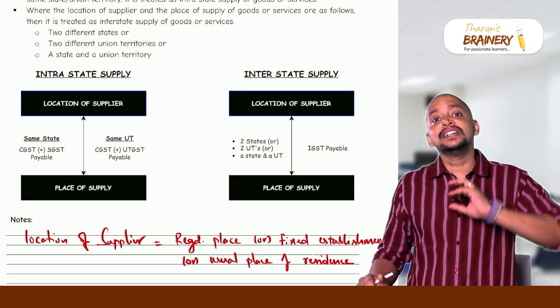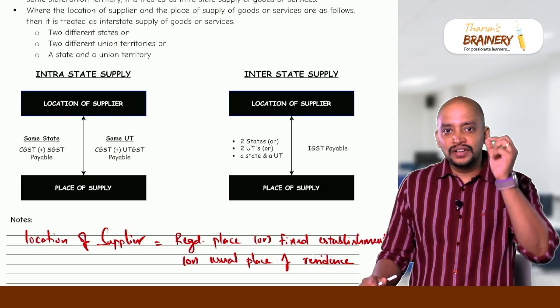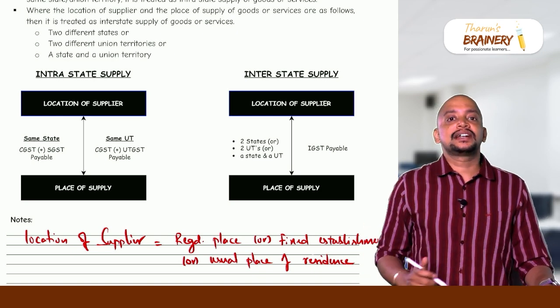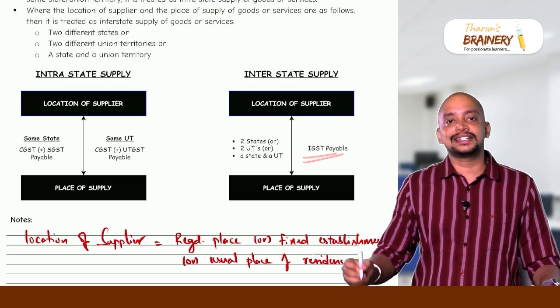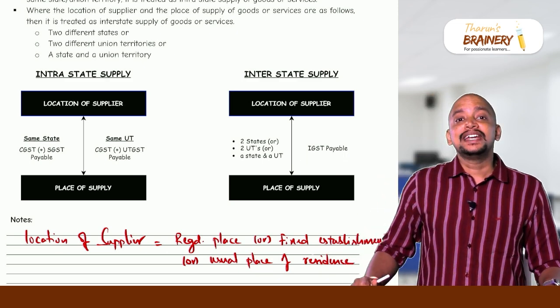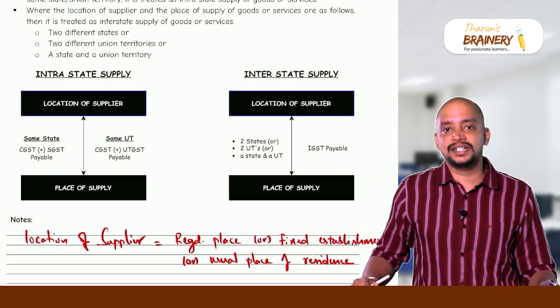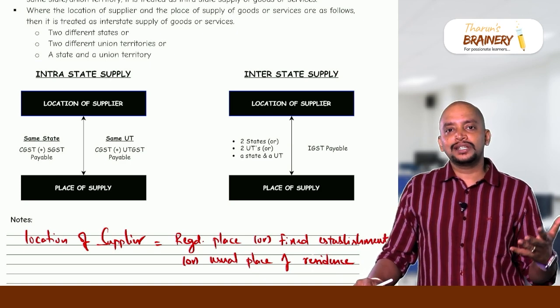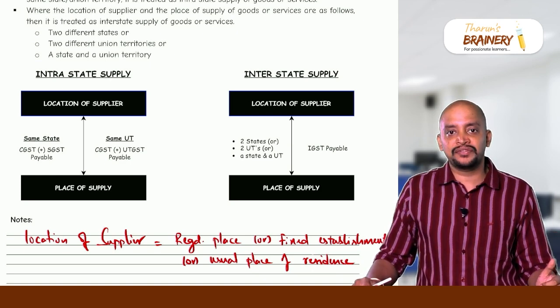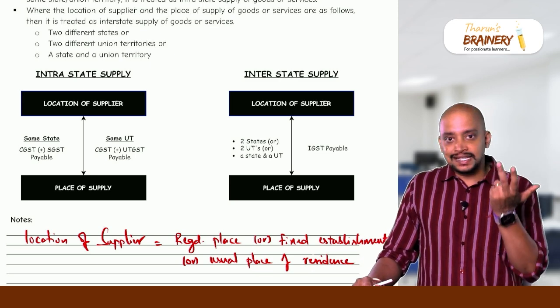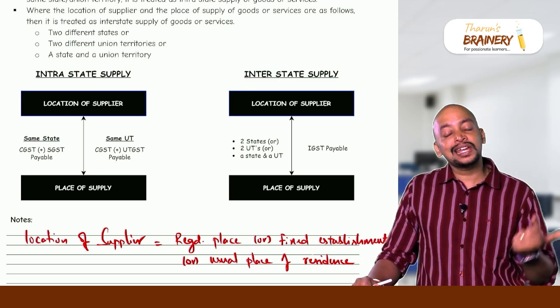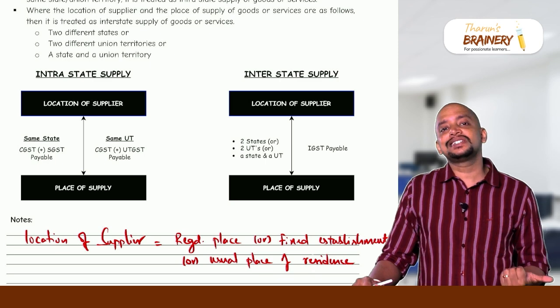Whereas in case of interstate supply, if the location of supplier and place of supply are in two different states, two different union territories, or a state and a union territory, then it will be interstate supply. In that case, the type of GST will be IGST. IGST full form is Integrated Goods and Services Tax. So therefore, what are the different types of GSTs that we have? CGST, SGST, UTGST, IGST.